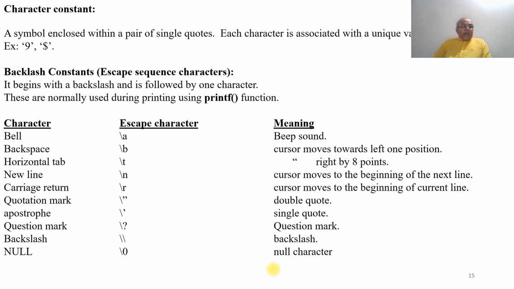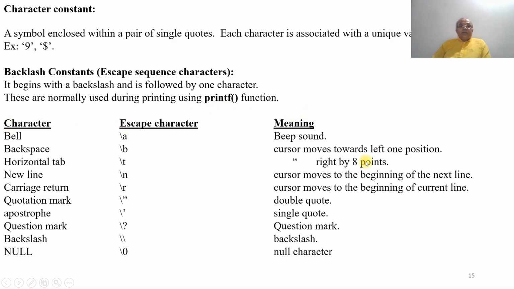Then we have the character constant, a symbol enclosed within a pair of single quotes. Each character is associated with a unique value called ASCII. For example, within single quotes 9 and within single quotes $. And then we have backslash constants, escape sequence characters, which begin with a backslash followed by one character, and these are normally used especially when you are using the printf statements or functions.